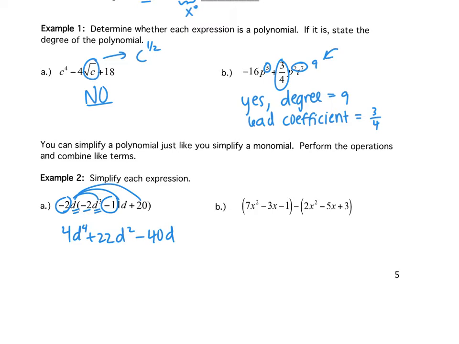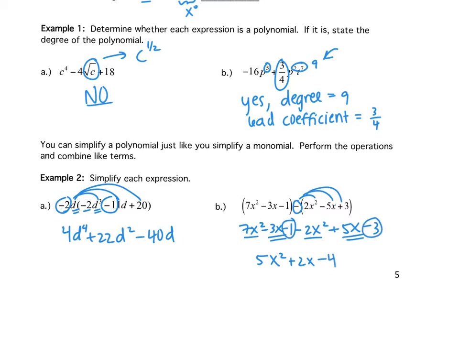Part B is again another operation. This time though, we're subtracting. So what I'm going to do is distribute that negative. So I'll end up with a negative 2x squared, a positive 5x, and a negative 3. Bringing down that first polynomial. Now I can combine like terms. So 7x squared and negative 2x squared gives me 5x squared. Negative 3x and positive 5x gives me a 2x. And then lastly, a -1 and a -3 gives me -4.